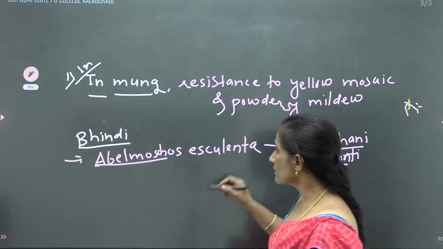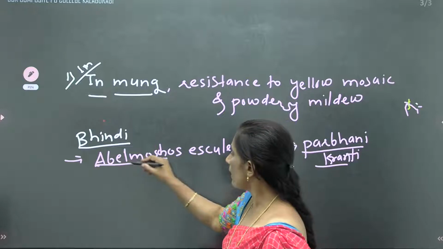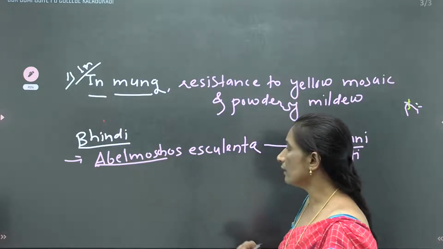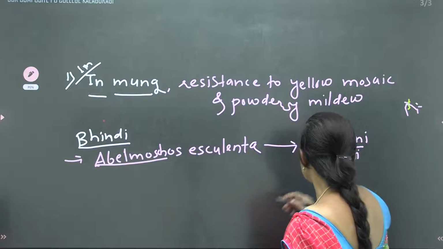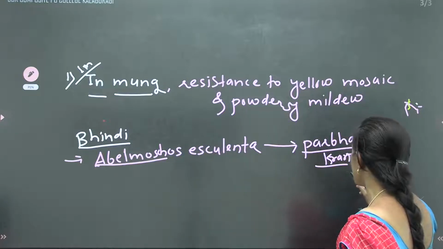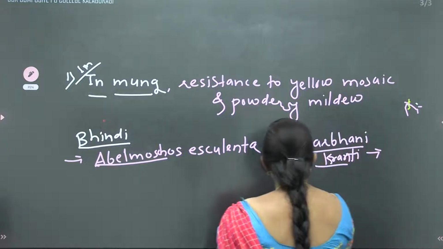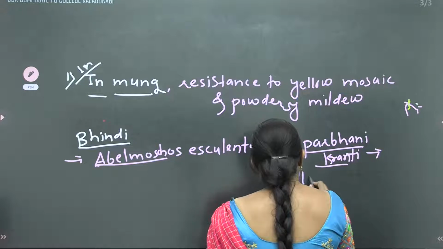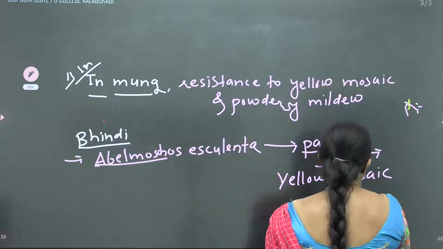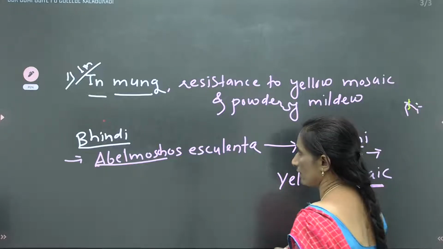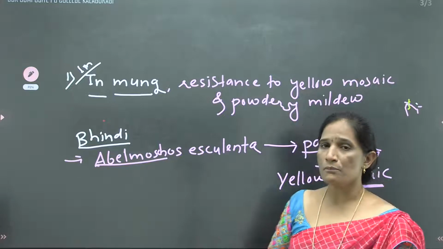Is it clear? So this is one of the new varieties of bhendi formed by this method. The gene is transferred into this bhendi, Abelmoschus esculentus. It results in the formation of a new variety of bhendi, Parbhani Kranti, and it is resistant to what? Yellow mosaic. It is resistant to yellow mosaic. Is it clear? So these are the examples for mutation breeding.